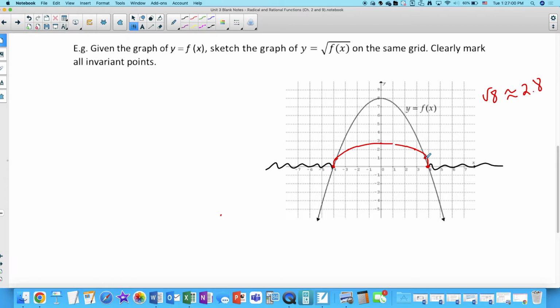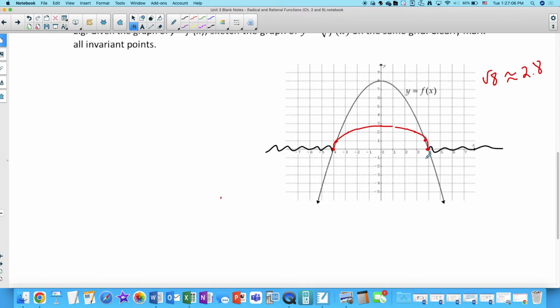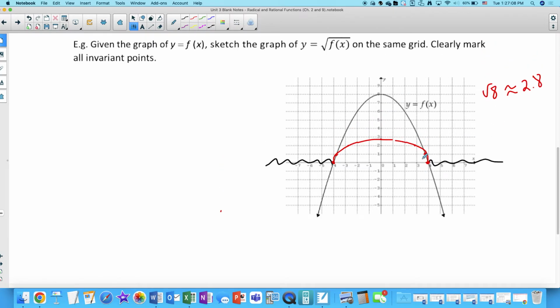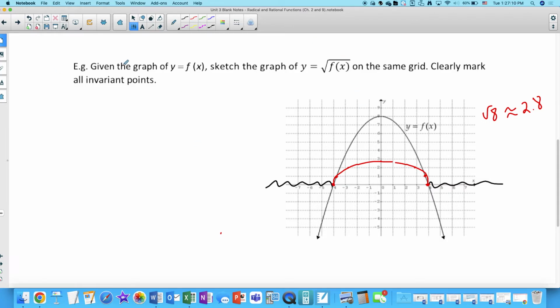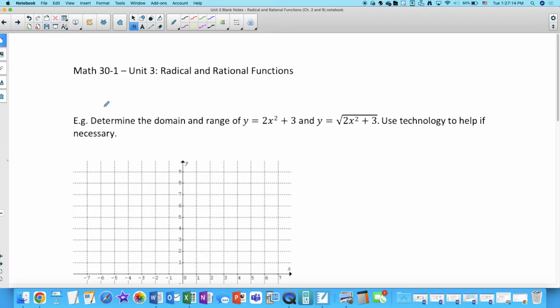Yes. Yeah, this is where if you were writing out the domain for this one, you could use the double inequality here. Yeah. All right. So far, so good? Yes. Okay. All right.